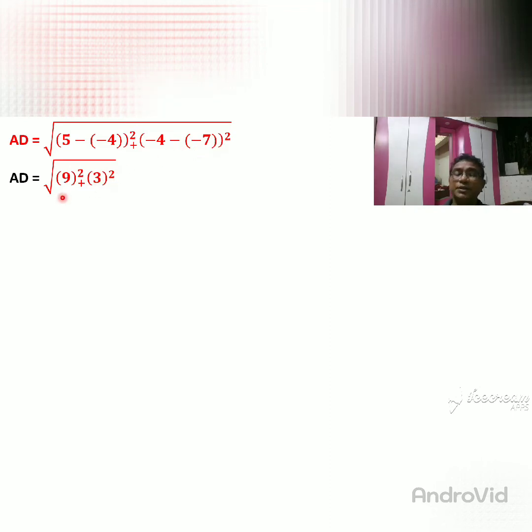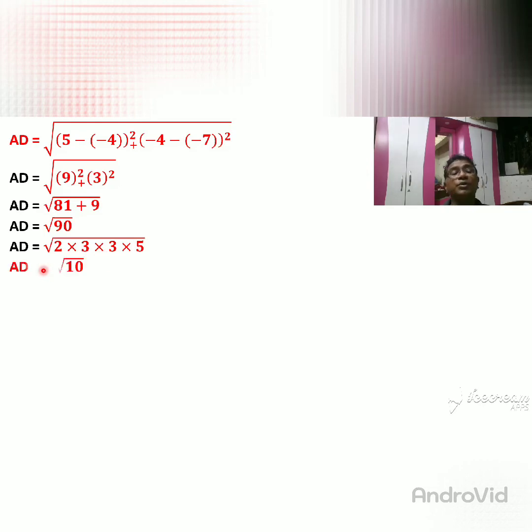9 square is 81, 3 square is 9. 81 plus 9 is 90. So AD is equal to the square root of 90. We factorize 90 in such a way that one number's square root can be obtained: 9 into 10. See here, 3 3s are 9, 2 into 5 is 10. So the square root of 9 is 3, so 3 root 10.